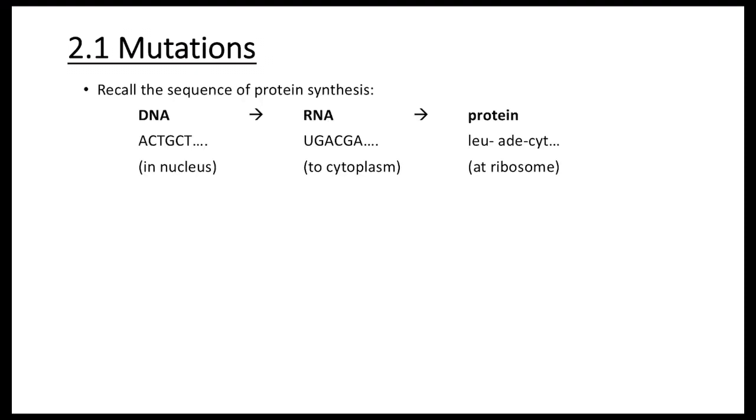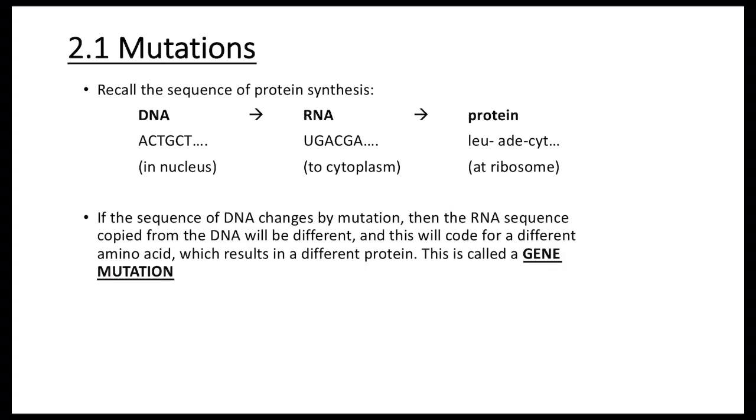So recall in protein synthesis that DNA in the nucleus codes for RNA, which then goes into the cytoplasm and into the ribosomes where a protein is produced. So this is kind of an overview of that whole process. DNA in the nucleus, RNA in the cytoplasm, protein in the ribosomes, which are also in the cytoplasm. So you've got a code here, ACT, GCT, which then gets coded into the complementary RNA, which then codes for some kind of amino acid change.